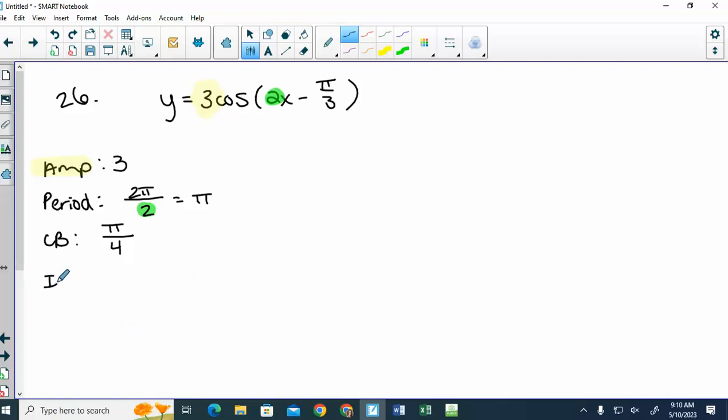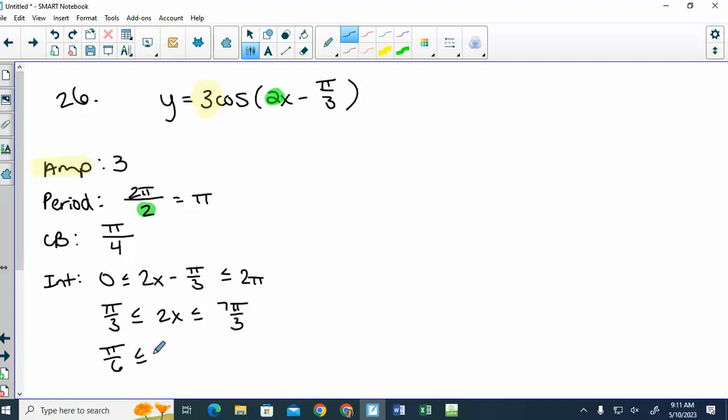Then we did interval. Remember, everything except tangent and cotangent we just set up between 0 and 2 pi. And we're solving for x. So if we add our pi over 3, divide by 2, we get from pi over 6 to 7 pi over 6.